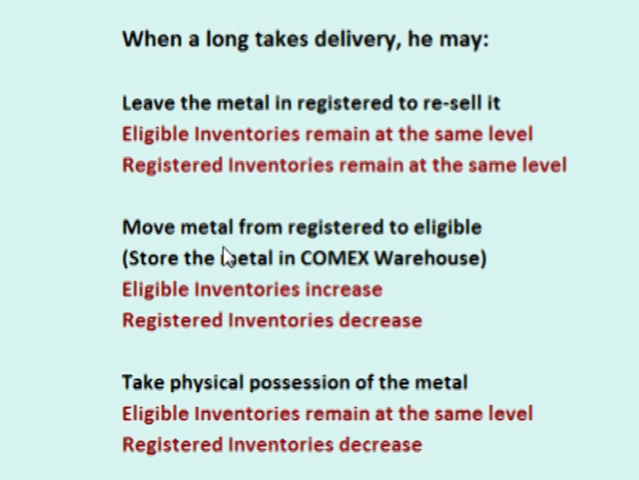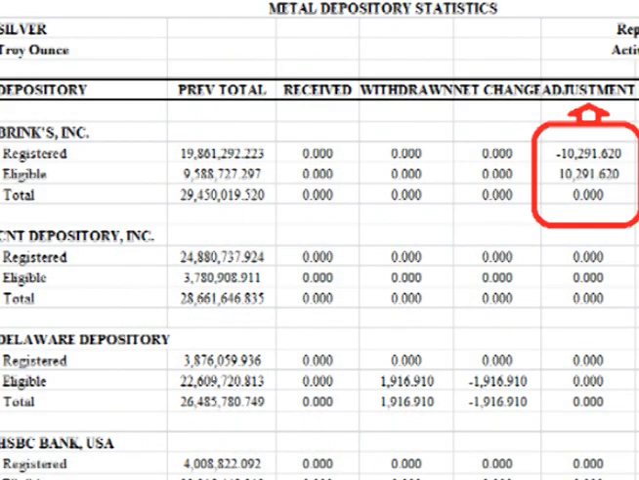He may move the metal from registered to eligible. In other words, he may store the metal in the Comex warehouse for himself or to sell at a later time. In this situation, the metal is moved from registered to eligible, so there is a decline in total registered inventories and an increase in total eligible inventories. The total inventory spreadsheet will show an adjustment from registered to eligible.